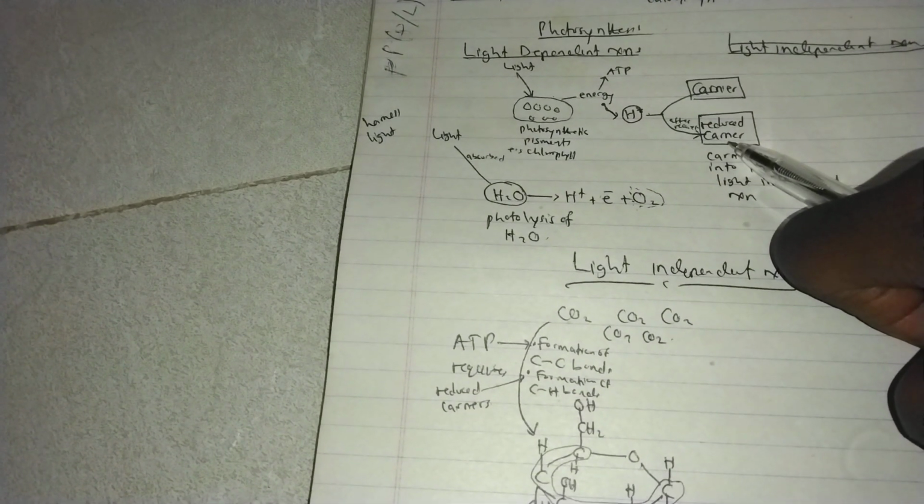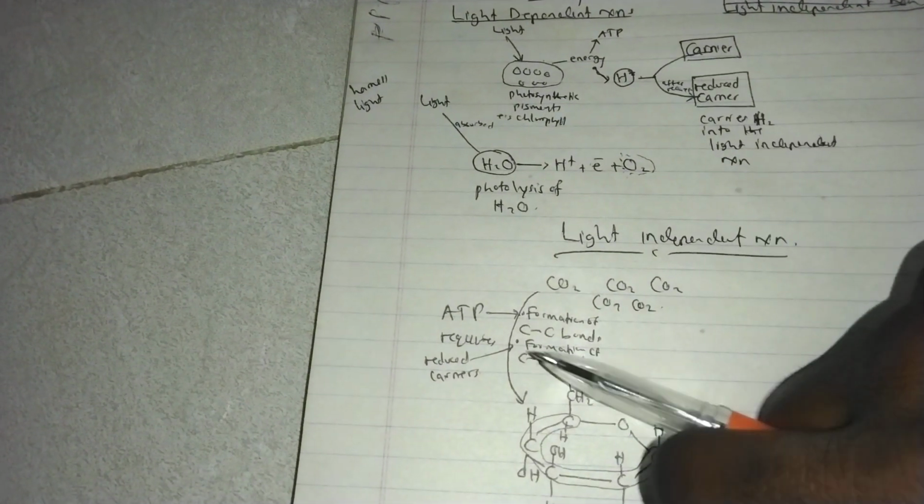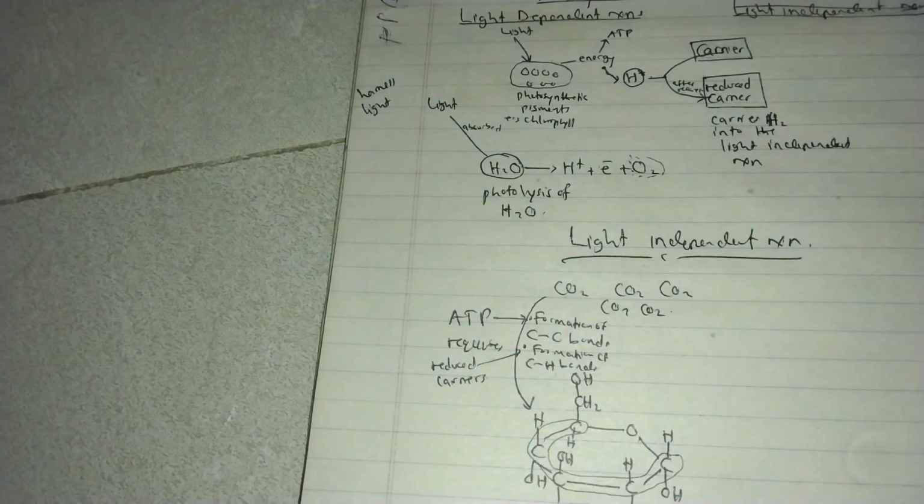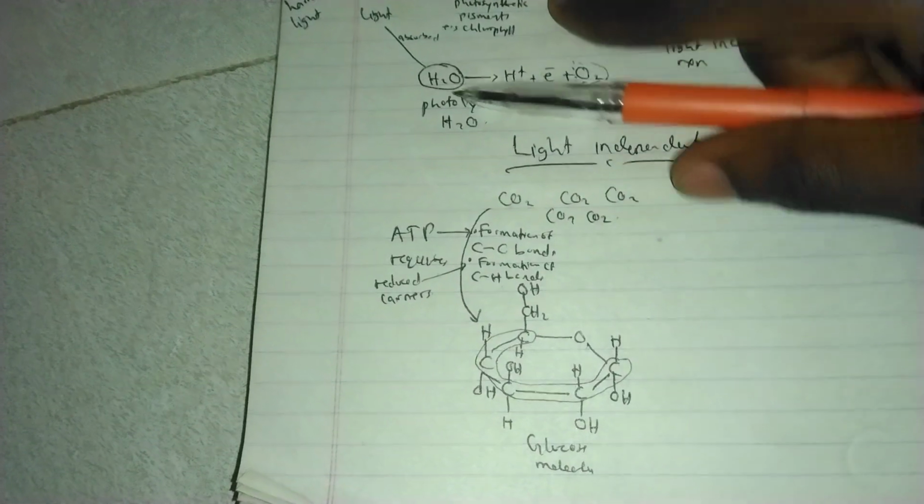Are we together, guys? Now the reduced carrier contains the hydrogen. It binds with the carbon which is present to form the carbon hydrogen bond. Hence we're going to form a glucose molecule, and that is the light independent reaction and light dependent reaction.